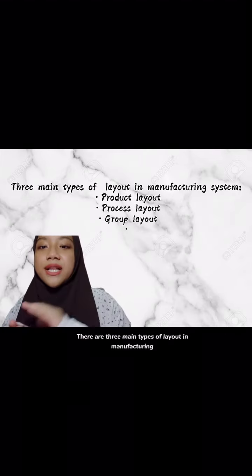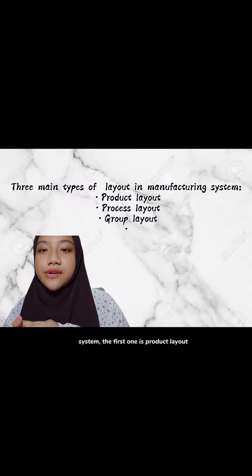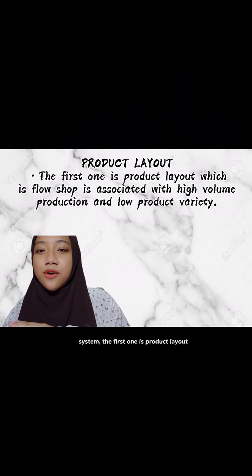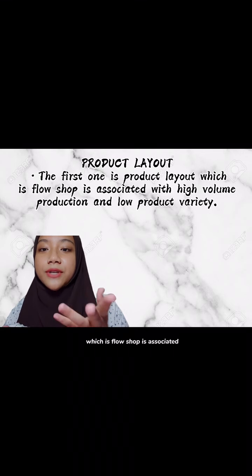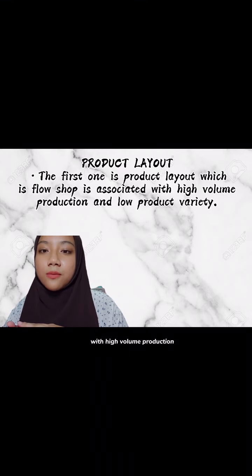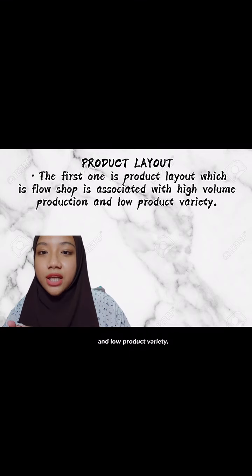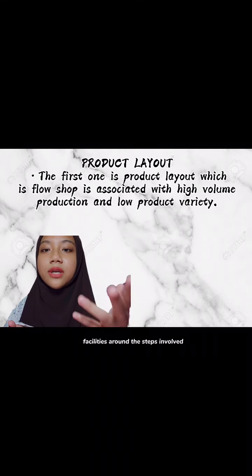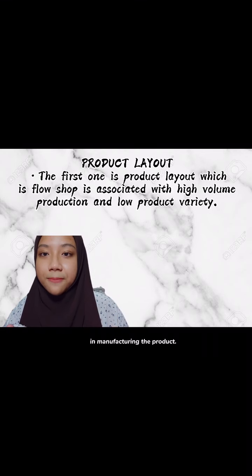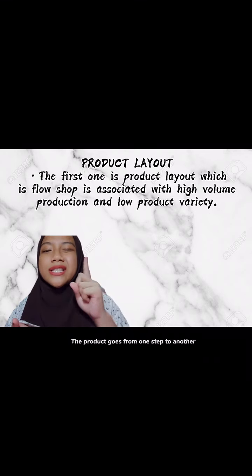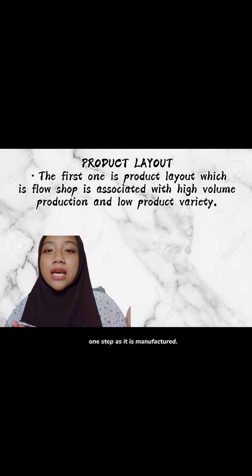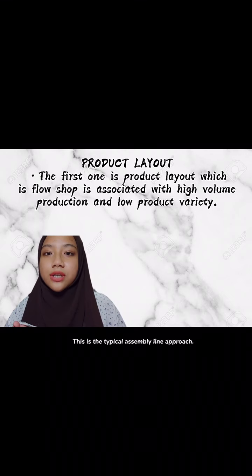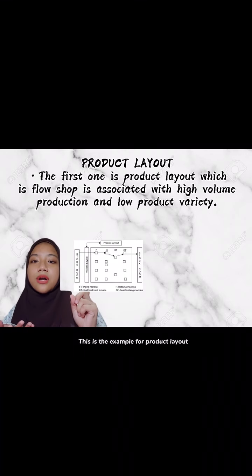There are three main types of layout in manufacturing systems. The first one is product layout, which is a flow shop associated with high volume production and low product variety. The product layout approach involves setting up the production facilities around the steps involved in manufacturing the product. The product goes from one step to another as it is manufactured. This is the typical assembly line approach. This is an example of product layout.